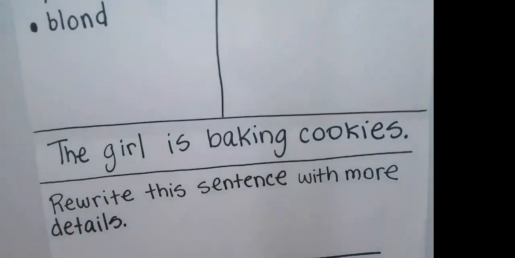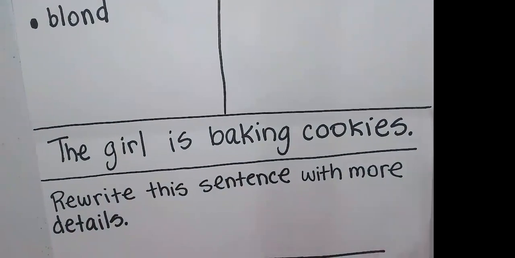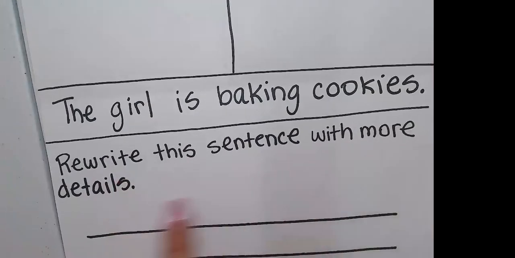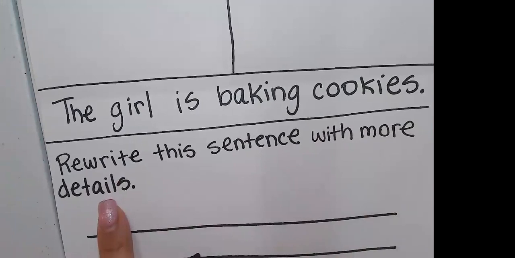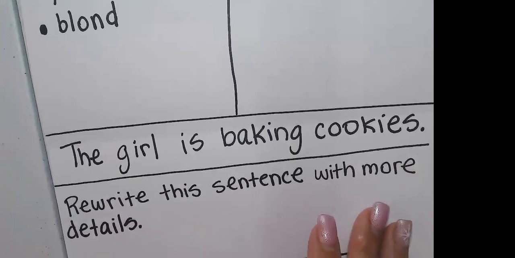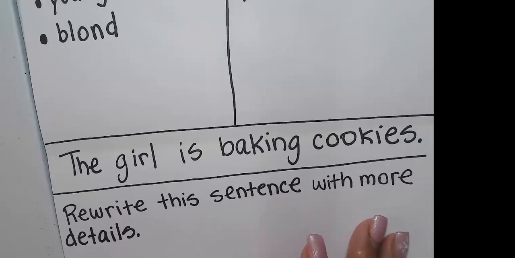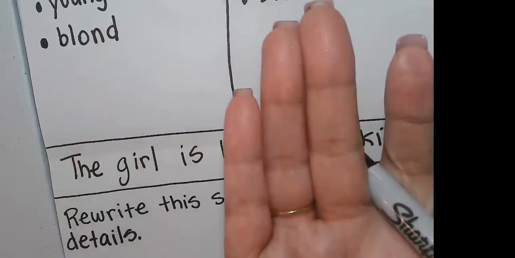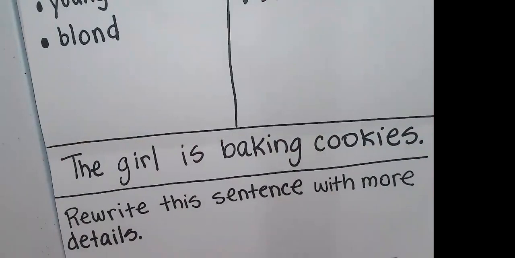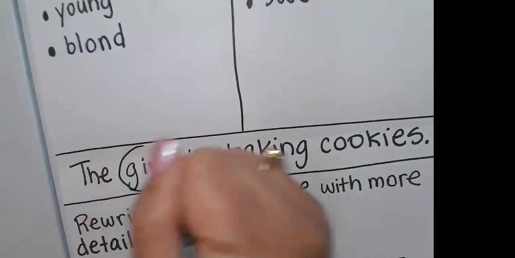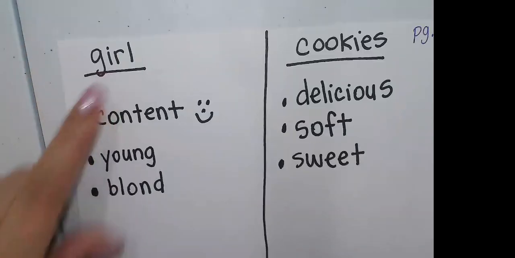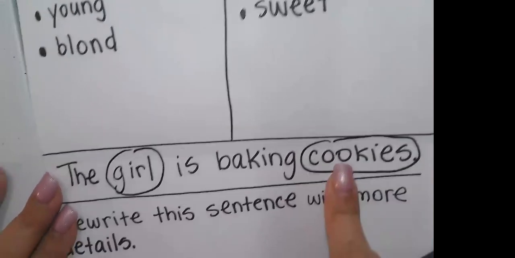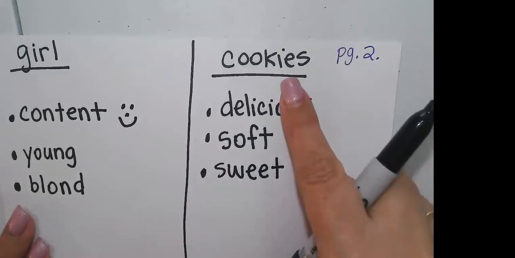Okay, so this is the original sentence. The girl is baking cookies. And the directions, once again, rewrite the sentence with more details. So I think the easiest thing would be to find the nouns, and a noun is a person, place, or thing. What's a noun? Good, person, place, or thing. So here we have girl, which is why I wrote girl up here. And here we have cookies, which is why I wrote cookies here.